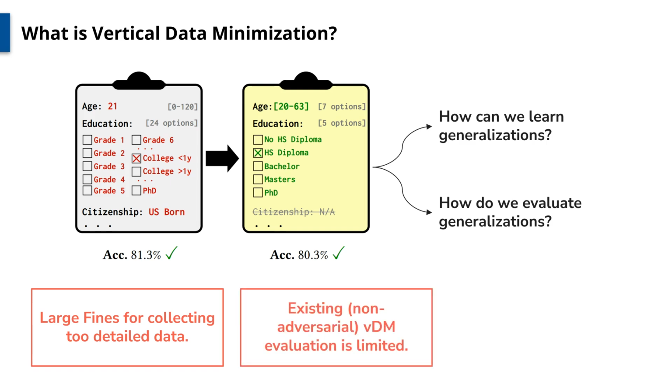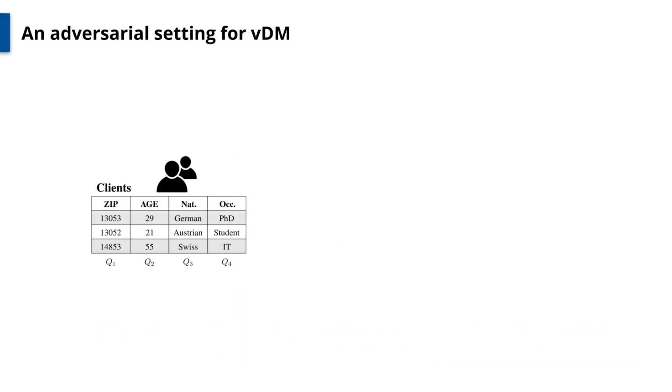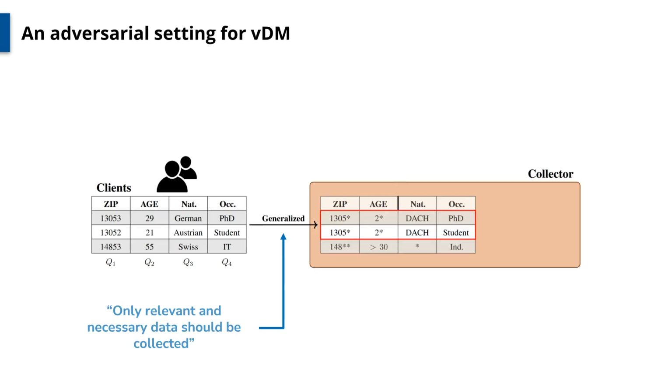Existing non-adversarial vertical data minimization evaluation is at the moment significantly limited, and most existing privacy enhancing technologies focus mostly on training and or have strong client assumptions. So let us now introduce the adversarial setting for VDM in our work. Assume for this we have a list of clients, as we can see here, with 4 attributes. These clients want to get a machine learning inference by a downstream data collector. However, instead of just providing the data directly, they generalize it before sending it to the data collector.